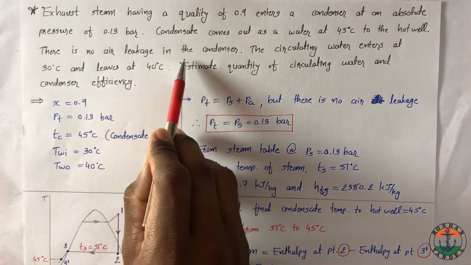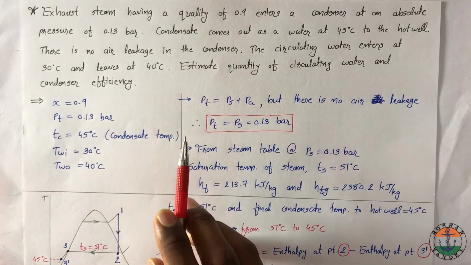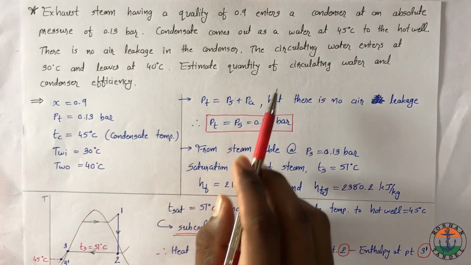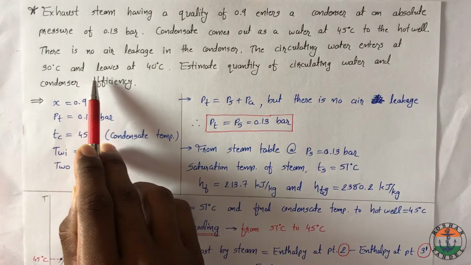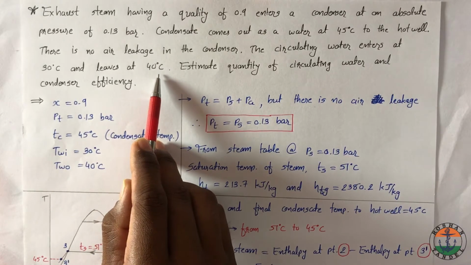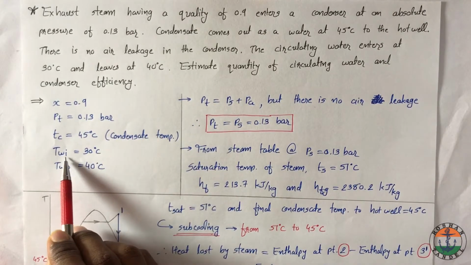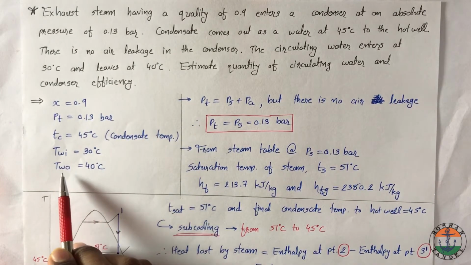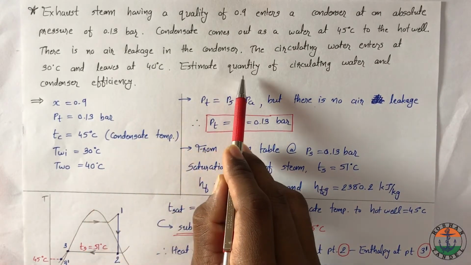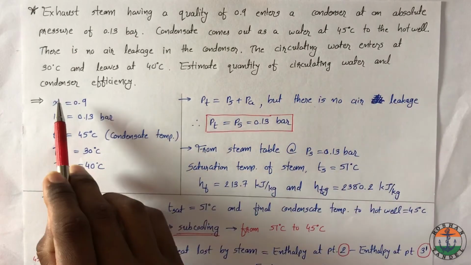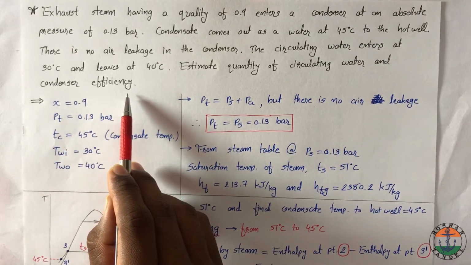There is no air leakage in the condenser. It means Pa is equal to 0. The circulating water enters at 30 degrees Celsius and leaves at 40 degrees Celsius. Cooling water inlet temperature is 30 degrees Celsius and outlet temperature 40 degrees Celsius. Estimate quantity of circulating water and condenser efficiency.